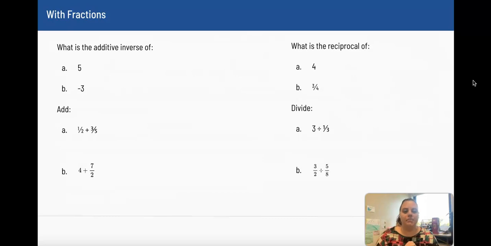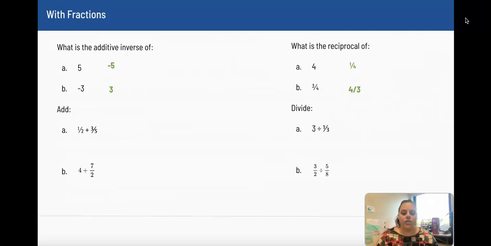All right, let's look at some examples. Additive inverses. When you think of additive inverses, what do we add to get 0? It's the opposite of what we have. So the opposite of 5 is -5. The opposite of -3 is +3. When we think of the reciprocal, we're thinking of that number as a fraction flipped over. So 4 is really 4 over 1. When I flip that over, I get 1/4. 3/4, flip that over, I get 4/3.